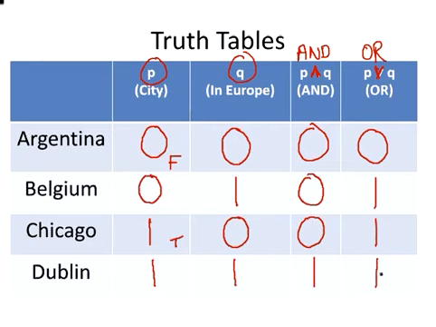Now, the ordering there for P and Q I picked deliberately to be consistent with how you would construct truth tables later on. But I won't get into that now, but it was deliberately picked to be consistent with stuff you will see later on.